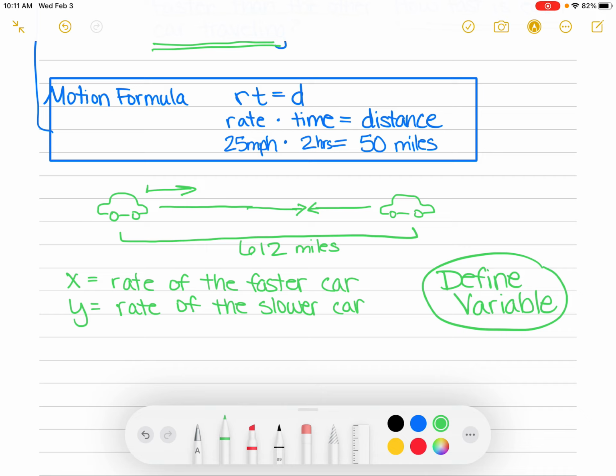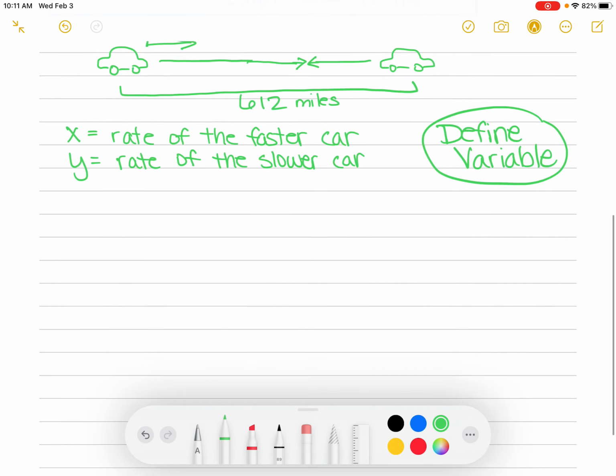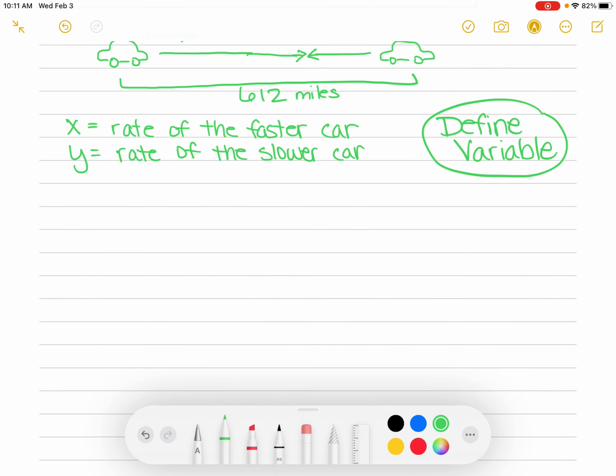Now I want to draw a table. So in my table, I'm going to have, let me see how I want to write this. Okay, we're going to do it like this. And remember how I said rate times time equals distance?